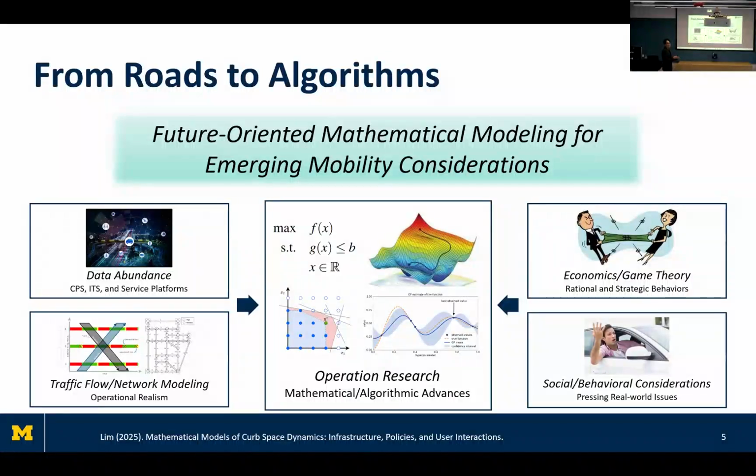For example, there are various technology-enabled systems such as CPS or ITS, or different service platforms that provide data abundance. I try to feed those data into my OR foundation model, my machine learning model, to inform those models with practical data. I also keep the operational realism regarding transportation, because transportation is highly integrated into humans' lives. We have to make sure that we keep the operational realism and people's behavior. So I adopt different theories such as traffic flow theory and network modeling so I can keep this operational realism.